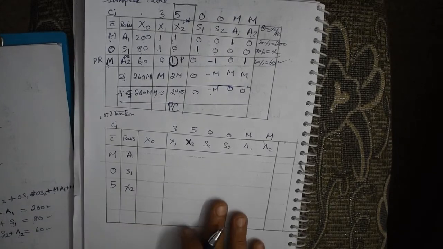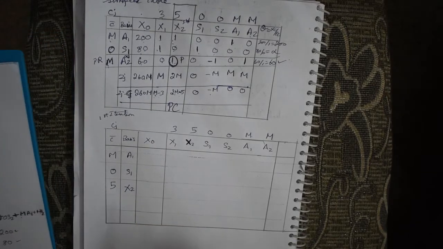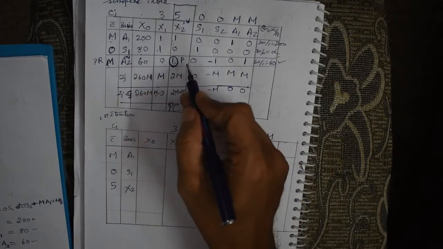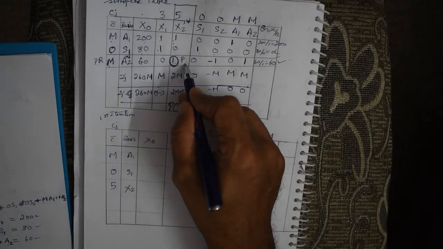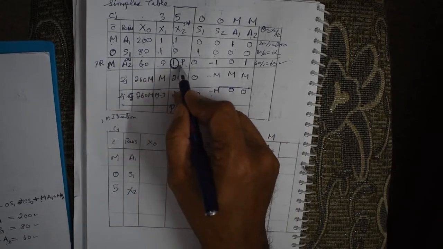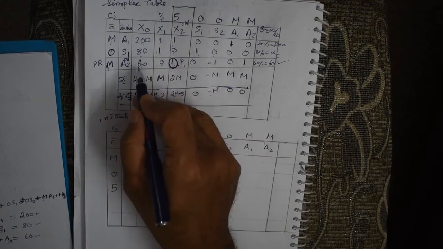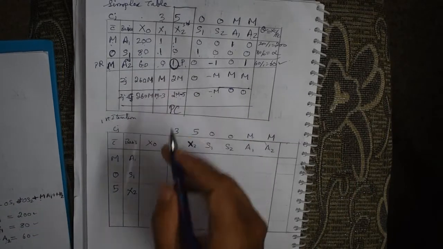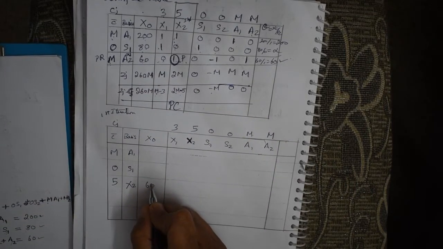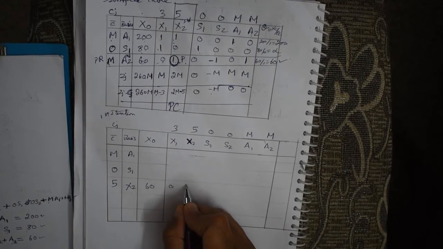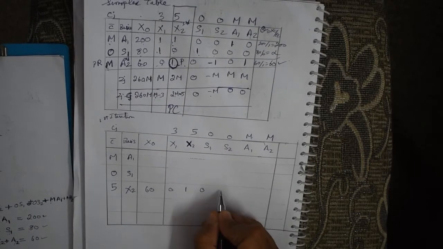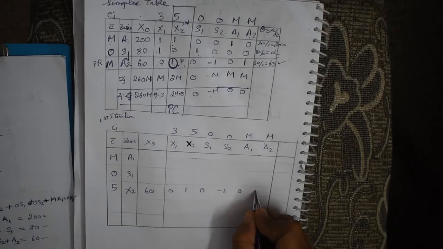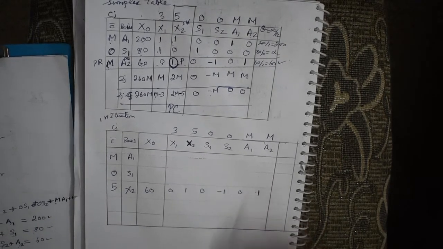Now when we fill the values, as I have already told you, for the pivotal row you have a formula: old value divided by pivot. So each old value is divided by 1, which means you will be getting the same values again. Each value is going to be divided by 1, which makes our task easier. 60, 0, 1, 0, minus 1, 0 and 1.